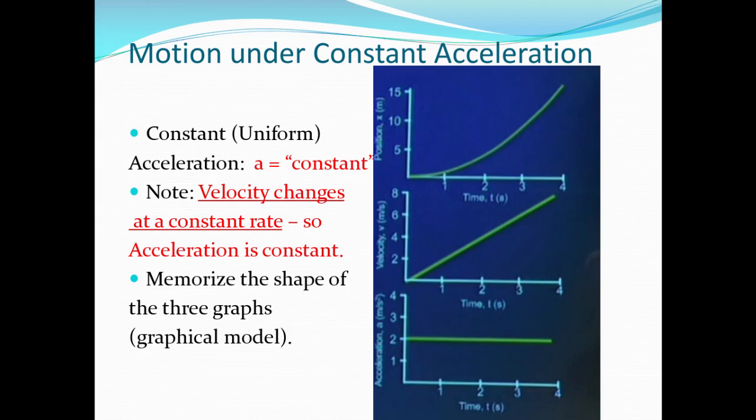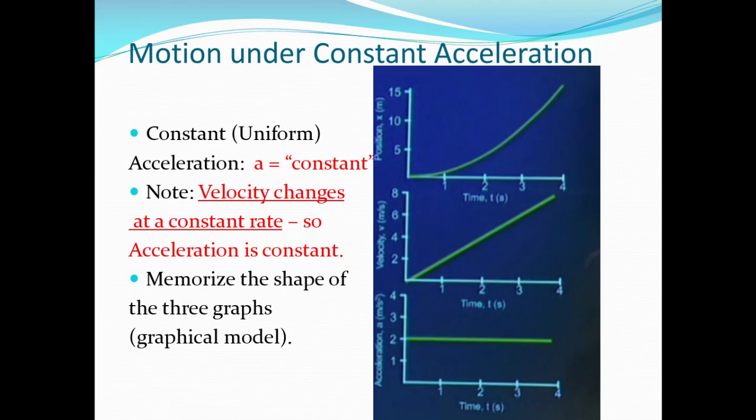The bottom graph shows acceleration versus time, and notice how the acceleration is staying constant. You have a horizontal line. The middle graph is velocity versus time. Notice it is a straight line with a positive slope in this case. It follows the linear relationship of y equals mx plus b.